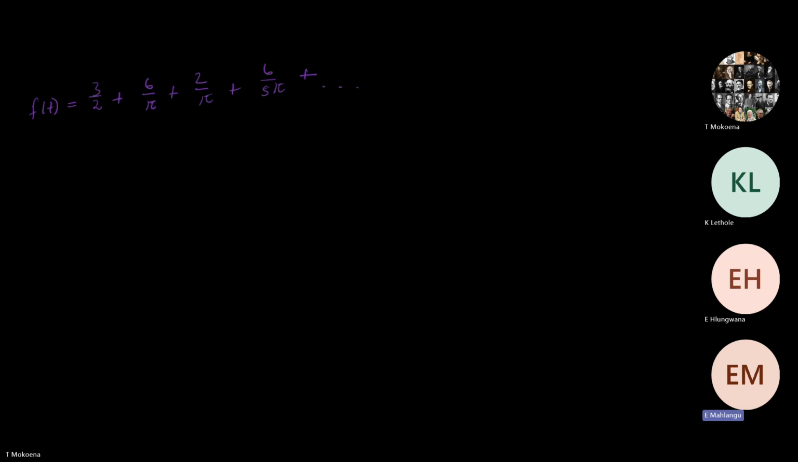Mina, in order for me to know if the function is even, odd, or neither, I always draw the graph. But if I want a graph, how do you see if it's even or odd or neither?